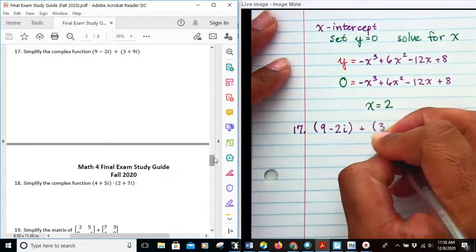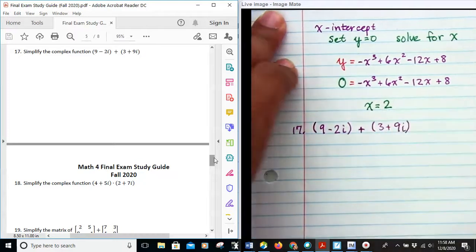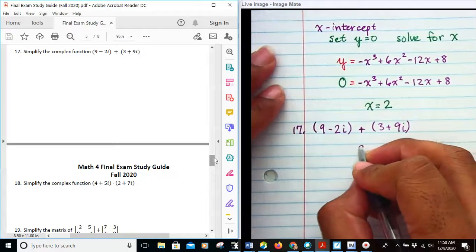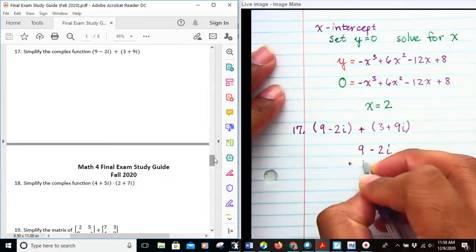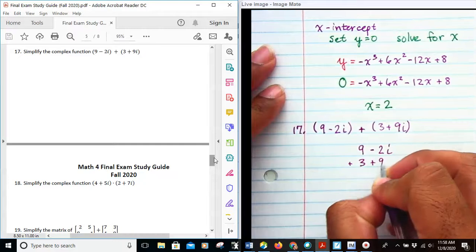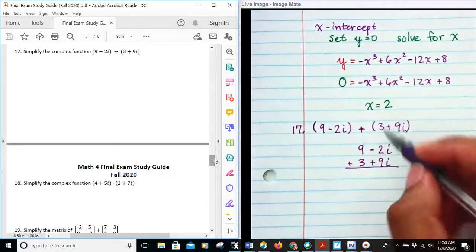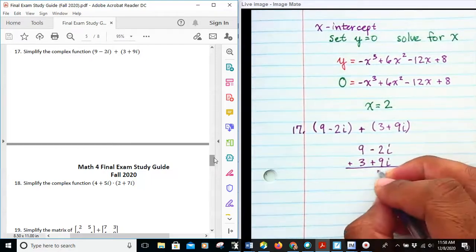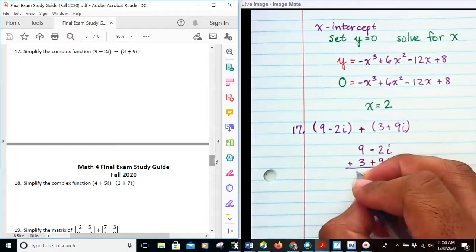All right, so we have 9 minus 2i and then 3 plus 9i. What I'm going to do is go ahead and put them on top of each other. Make this easier to work with. All right, so here, -2 and a positive 9 gives us a positive 7i. Then 9 plus 3 gives us a 12.